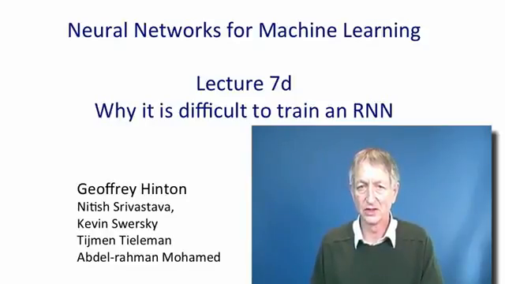In this video, I'm going to talk about the exploding and vanishing gradients problem, which is what makes it difficult to train recurrent neural networks. For many years, researchers in neural networks thought they would never be able to train these networks to model dependencies over long time periods. But at the end of this video, I'm going to describe 4 different ways in which that can now be done.